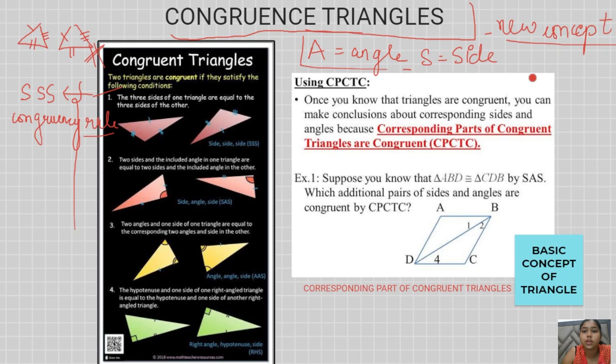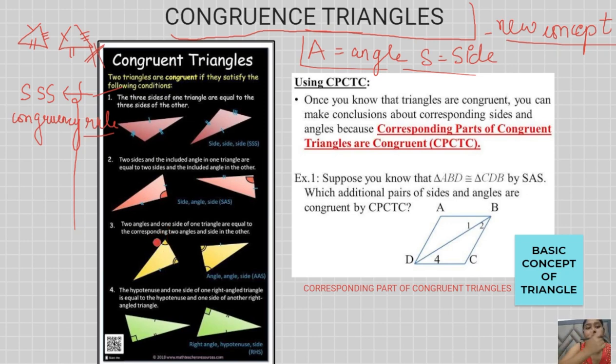So in this case, the SSS congruency rule is there. It means side side side. All the three sides are equal. Then we call it the SSS congruency rule. You will study these rules and theorems also, and I'll explain them there. So this is just a short note on what congruent triangles are and how they are congruent.